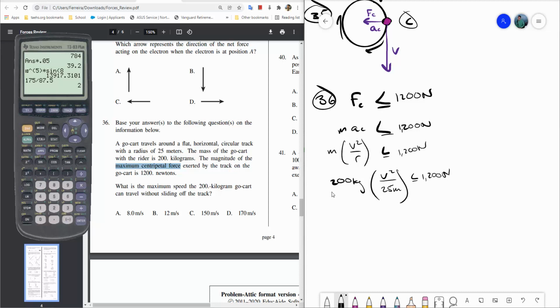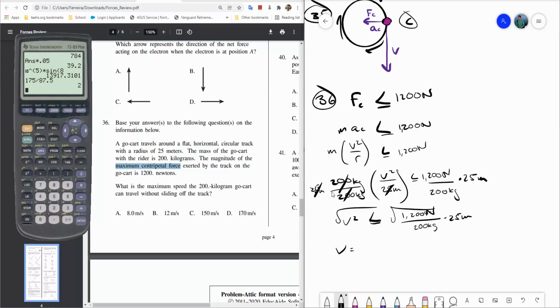Now to get v squared by itself, divide by 200 kilograms and multiply by 25 meters, on both sides. The 200 kilograms cancel out, the 25 meters cancel out. You're given v squared is going to be less than 1,200 newtons divided by 200 kilograms times 25 meters. Take the square root of both sides to get v.